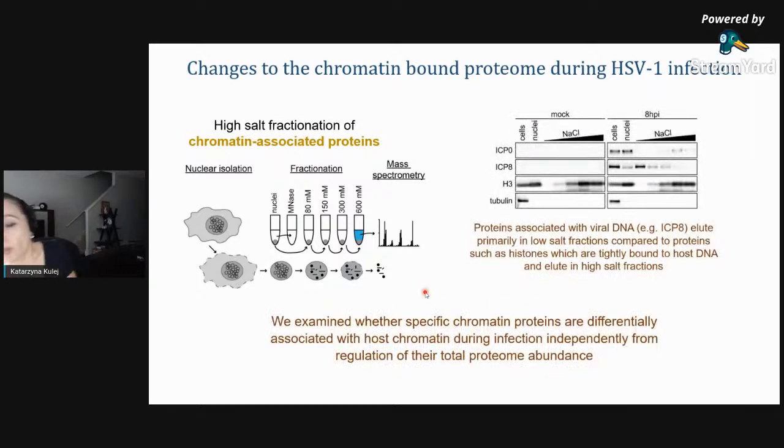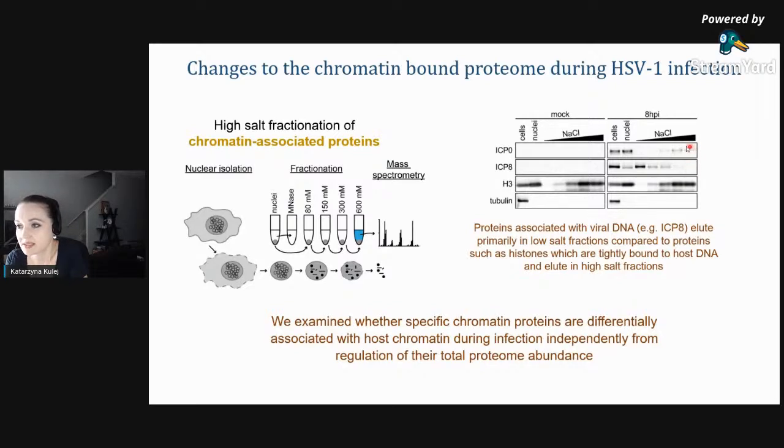To confirm that primarily what we are looking at here is the host chromatin, we took two marker proteins: ICP0, which is the HSV ubiquitin ligase, and we know that ICP0 binds to the host chromatin, and ICP8, which is the marker of the viral chromatin and is primarily present on the HSV genome. Indeed, when we look at ICP8, when we wash with the increasing concentration of salt, in the last fraction it is nearly gone. So we assume that we have primarily the host chromatin here.